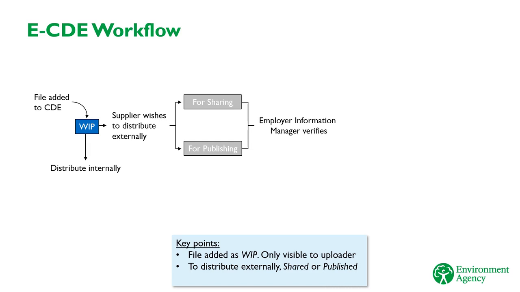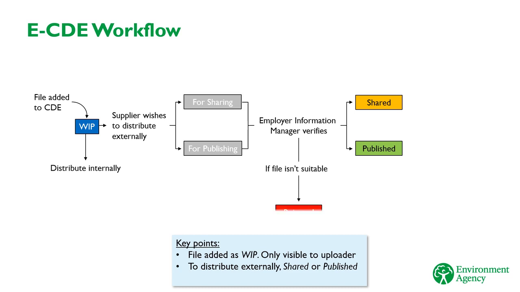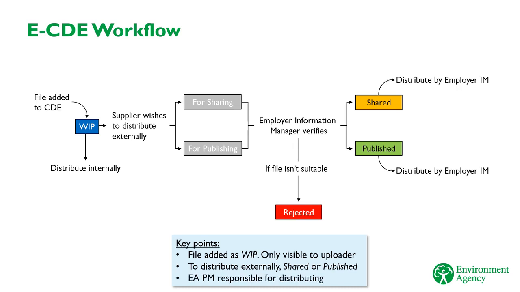They verify that the file has the correct metadata as set out on the MIDP and either change the status to shared or published, depending on what the supplier requested, or reject the file as not having the right metadata. Once the file is in the workspace with the correct shared or published code, the Employer Information Manager distributes it to members of the project team for them to review.